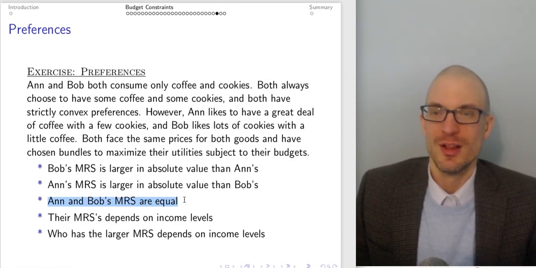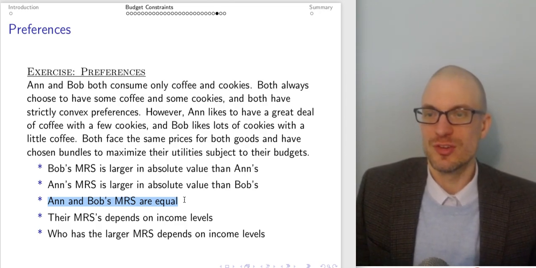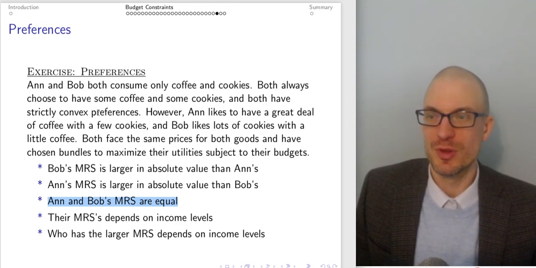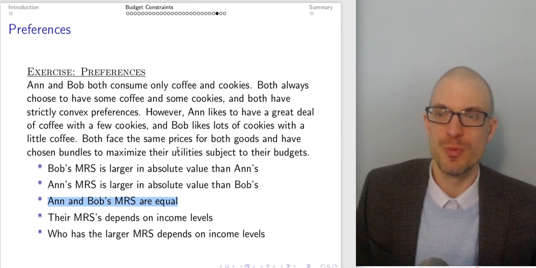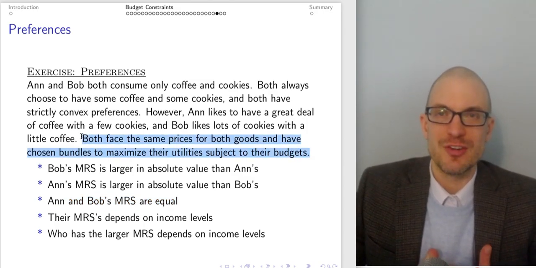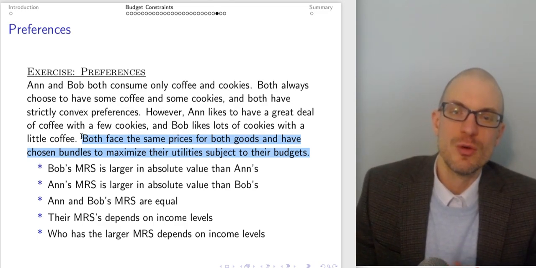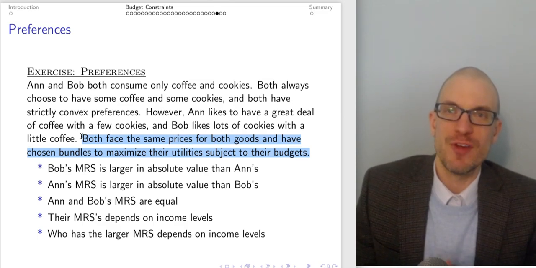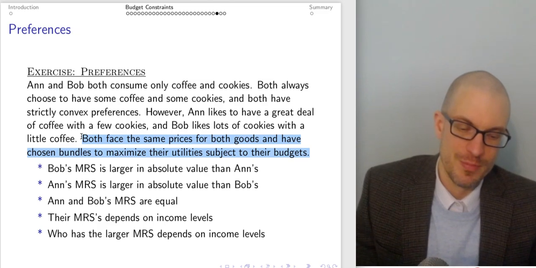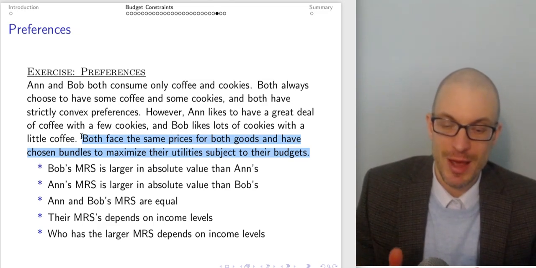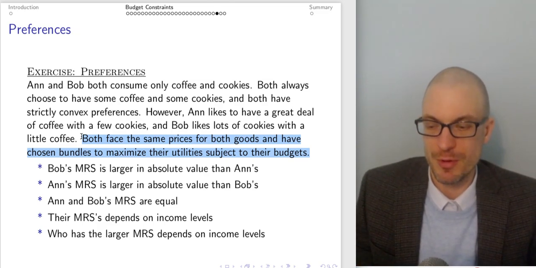Both have chosen to have some coffee and some cookies. Both have strictly convex preferences. They face the same prices for both goods and have chosen bundles to maximize their utility subject to their budgets. What's happening here is actually foreshadowing. This is a little bit too early to talk about in this lecture, but when they're optimizing, they're going to face the same trade-off from the economy. Ann and Bob face the same prices, therefore they face the same price ratio.